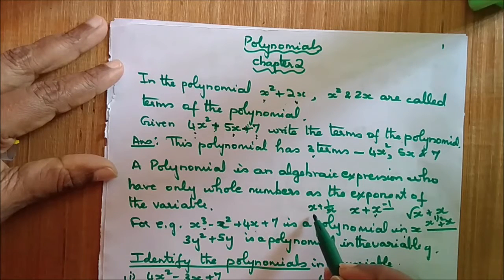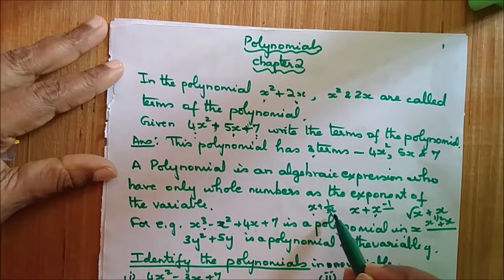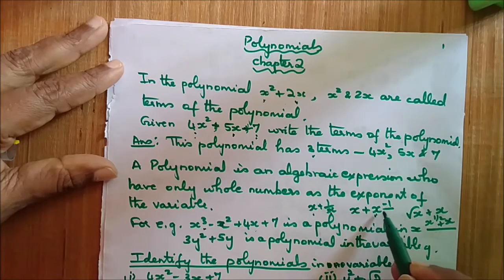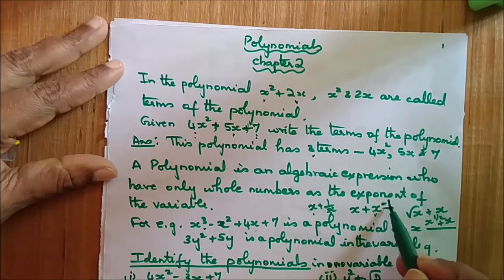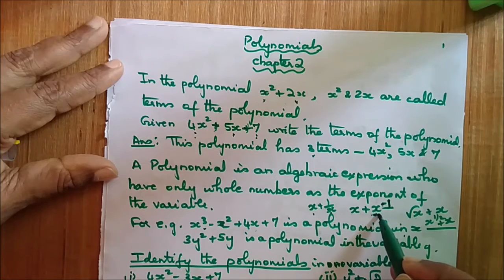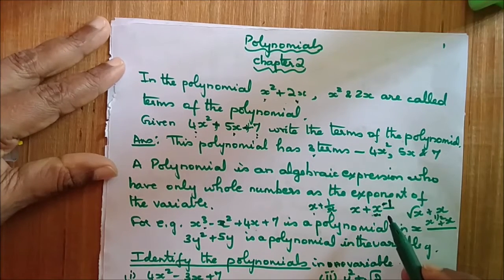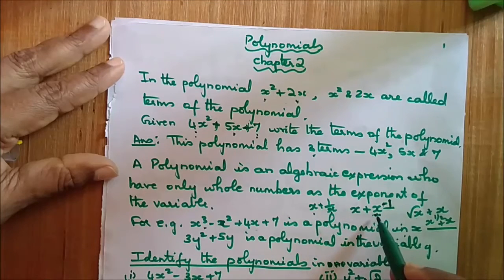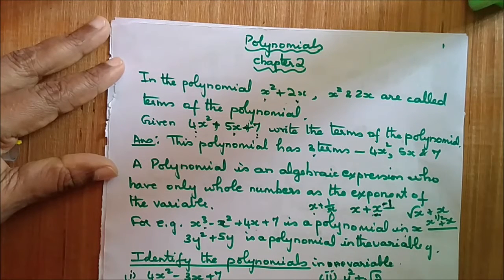Suppose I am given a polynomial x plus 1 by x. This can be written as x plus x to the power minus 1. Now here the exponent or the power of x is minus 1. This is not a polynomial. When the exponent or the power of the variable x is not a whole number, minus 1 is not a whole number, isn't it? So this cannot form a polynomial. Keep these points nicely. Okay.